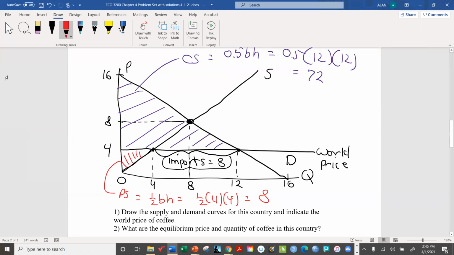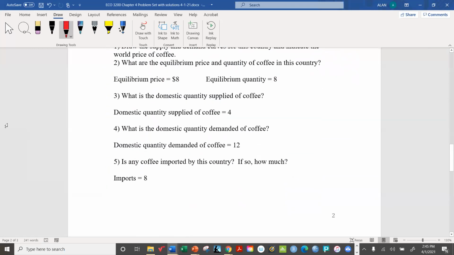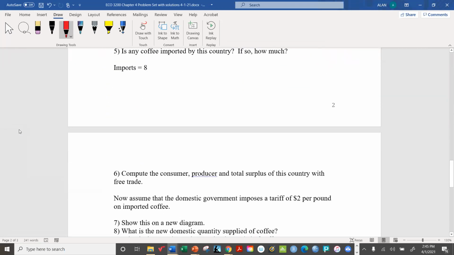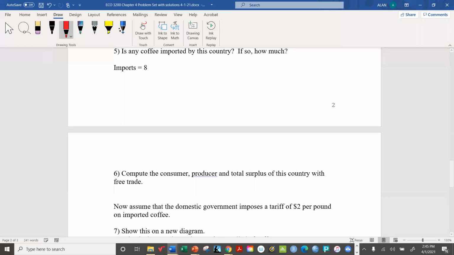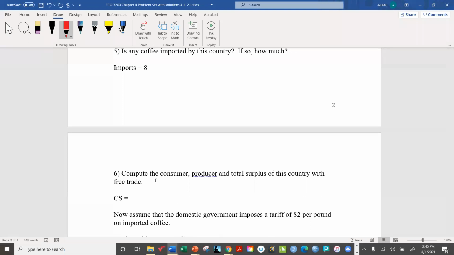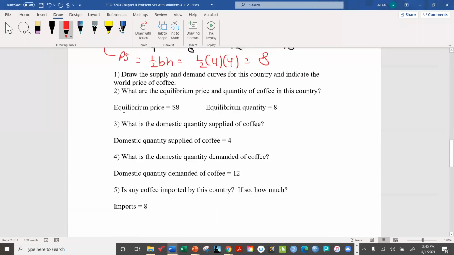So altogether, we can summarize this by saying consumer surplus down here is 72. Producer surplus is 8, so the total surplus is 80 rather. Okay. So far, so good. All right, nice.